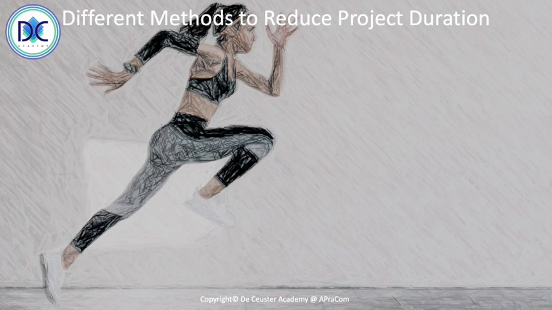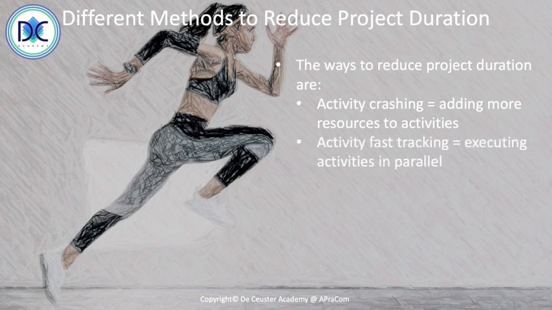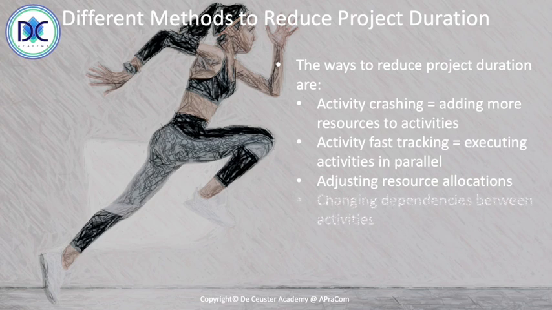Like I promised before, let's have a look at the different methods that we can use to reduce project duration. How can we do that? First of all, we have activity crashing. Activity crashing is a method where we are adding more resources to activities. Activity fast tracking: here we execute activities in parallel, so some activities will start before their predecessors are completely finished. We can also look at adjusting resource allocations. We can change dependencies between activities.